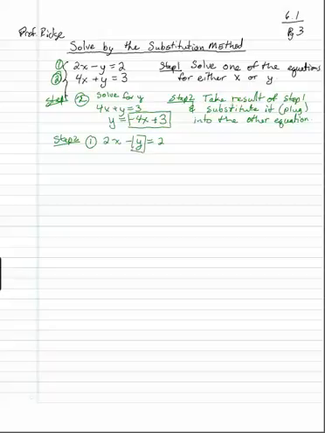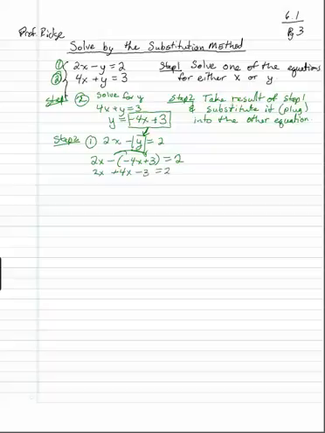and I'm going to take the y out and I'm going to plug in the negative 4x plus 3. So we get 2x minus (negative 4x plus 3) equals 2. Distribute the minus sign. So 2x plus 4x minus 3 equals 2.